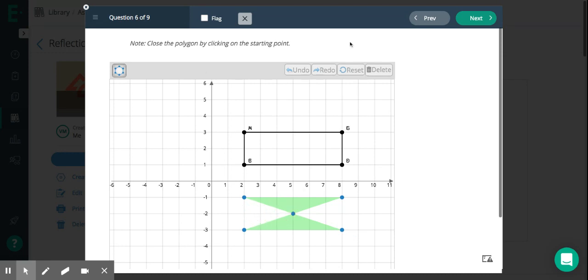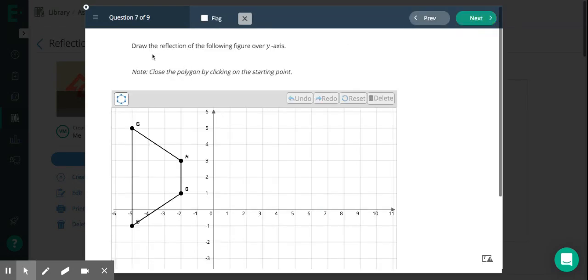Let me try this again. So I have A, B, C, and then D. There we go. All right, it's kind of tricky the way the tool works in Edulastic. What I was really looking for is, were you able to graph all these points? All right, let's go to the next one.